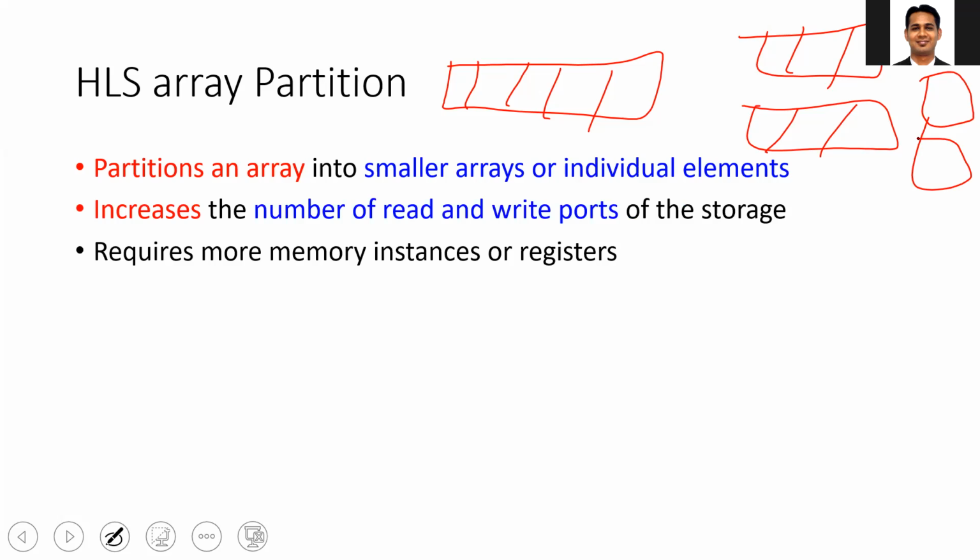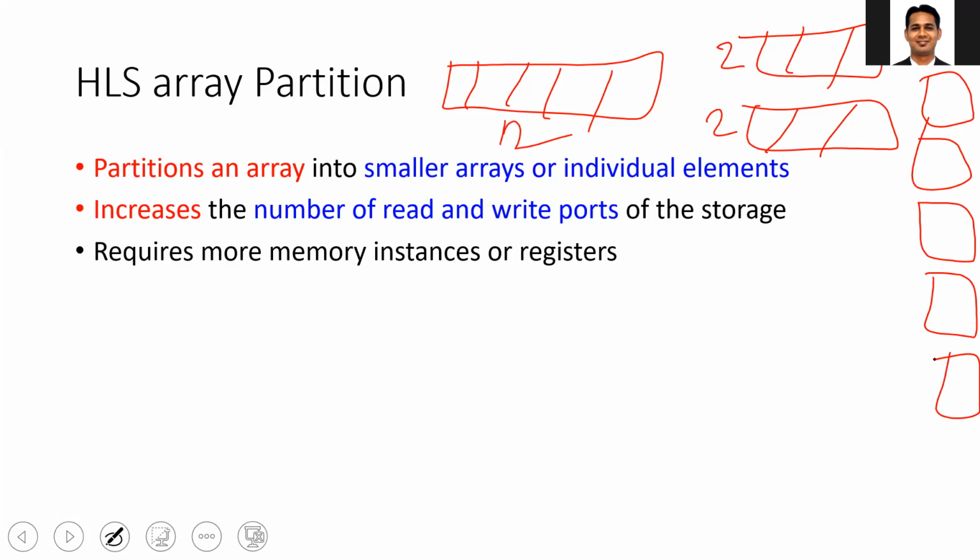So it increases the number of read and write ports on the storage. For example, here you can do only 2 reads simultaneously. Here you can do 2 here and 2 here, so 4. And here if you have all of these in parallel, you can do all the reads simultaneously. Okay, so by using partitioning, you can increase the number of read and write ports so that you can do multiple read and write operations simultaneously.